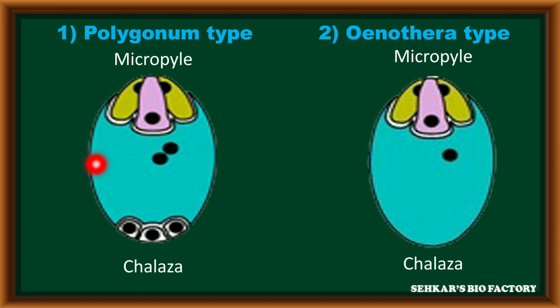After completion of free nuclear division, totally 7 cells and 8 nuclei are formed in the Polygonum type embryo sac. But the Oenothera type contains 4 cells and 4 nuclei. In the Polygonum type, the central cell contains 2 polar nuclei. But in the Oenothera type, the central cell contains only 1 polar nucleus. In the Polygonum type, antipodals are present towards the chalazal side. But in the Oenothera type, the antipodals are completely absent. These are the main differences between the Polygonum type and the Oenothera type of embryo sac. Both of these are examples of monosporic development.